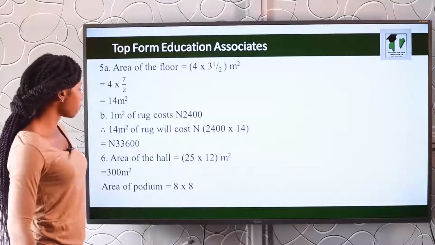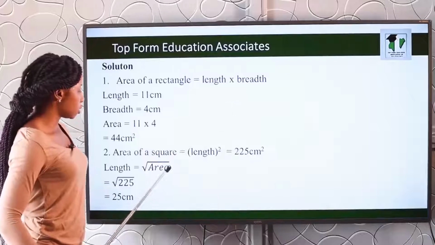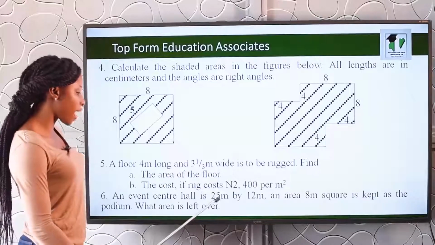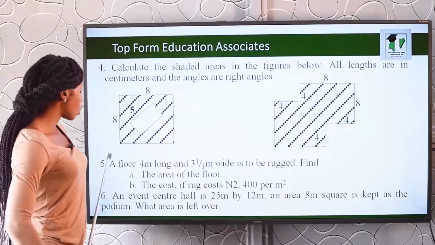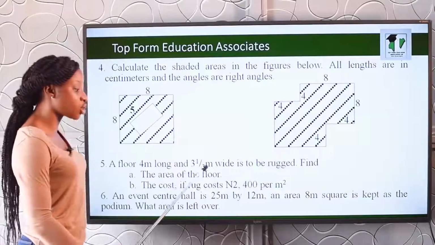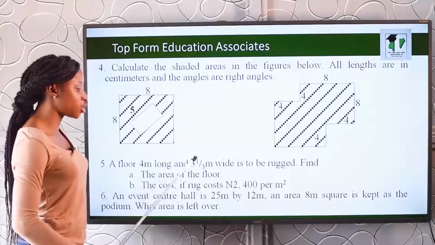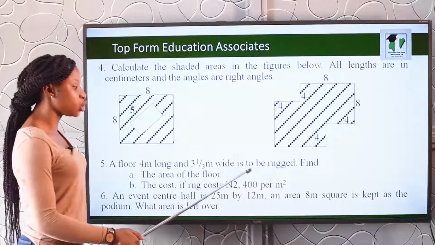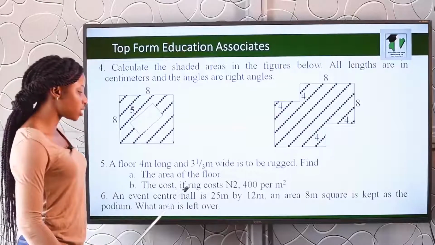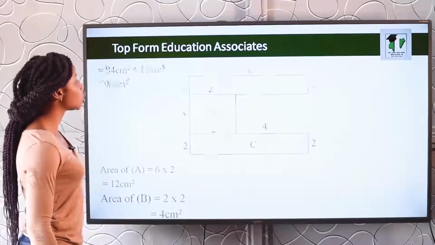Number 5, we're given a question. Let's go back to the question and read it. The question is number 5. We said a floor 4 meter long and 3 1/3 meter wide is to be rugged. Find A, the area of the floor. B, the cost if rug costs 2,400 naira per meter square.